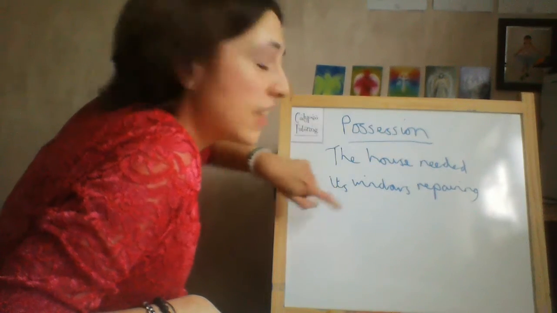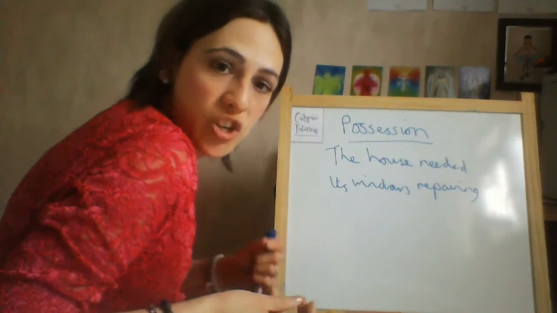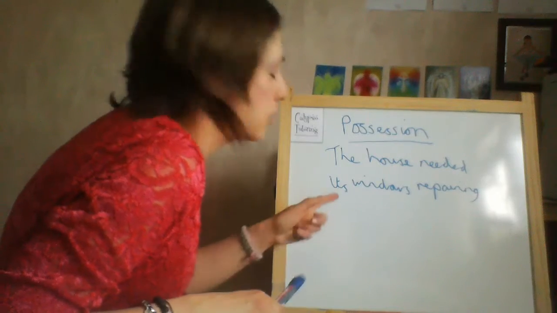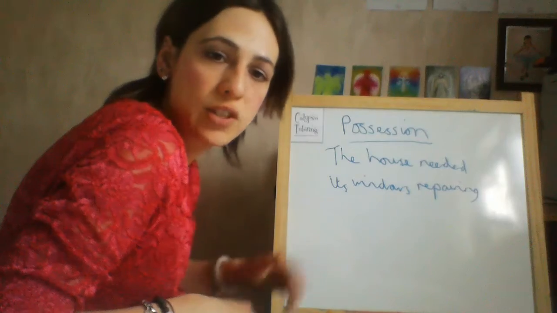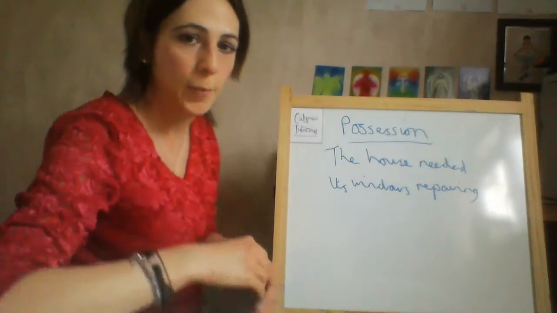But this is a possessive pronoun, its. That means that it shows ownership on its own. It's like mine, yours, theirs. You don't need an apostrophe because the word its already shows the ownership. Anyway, we know that the windows belong to the house. So that's a really, really common mistake to watch out for as well.